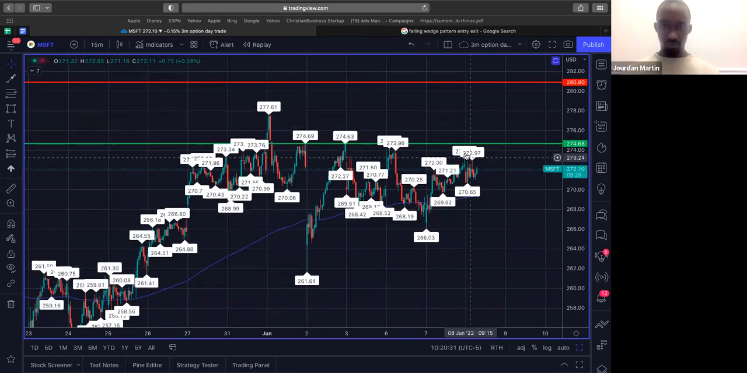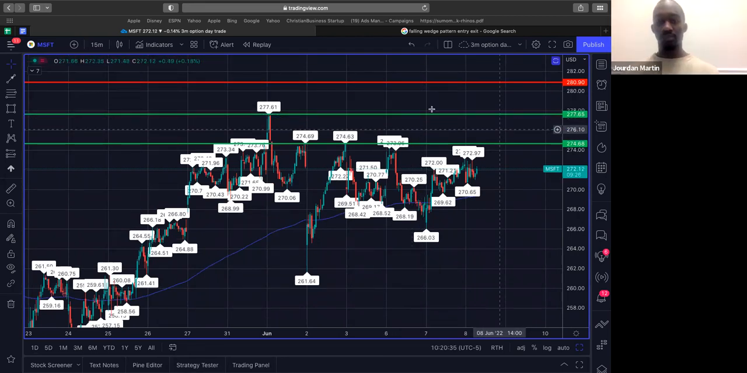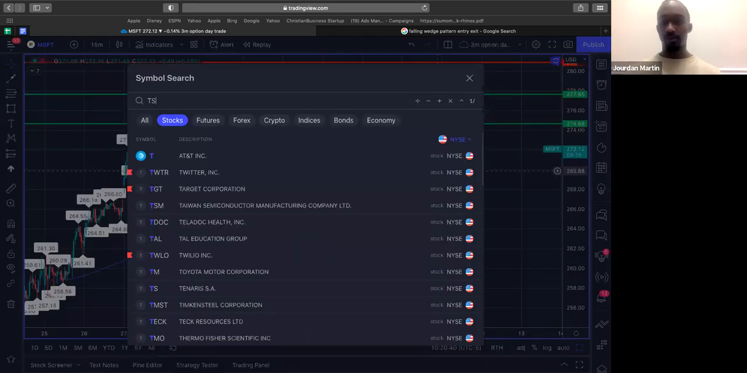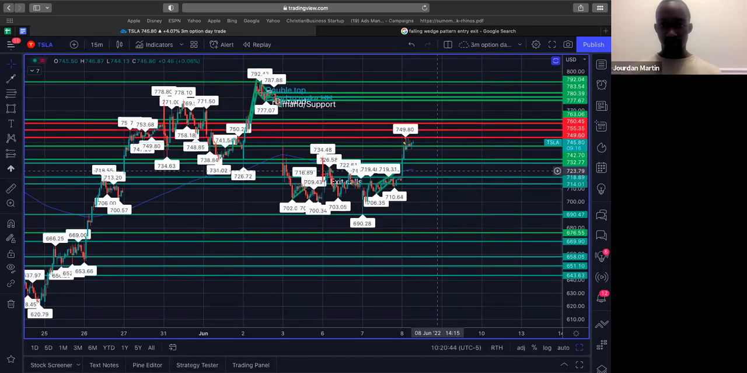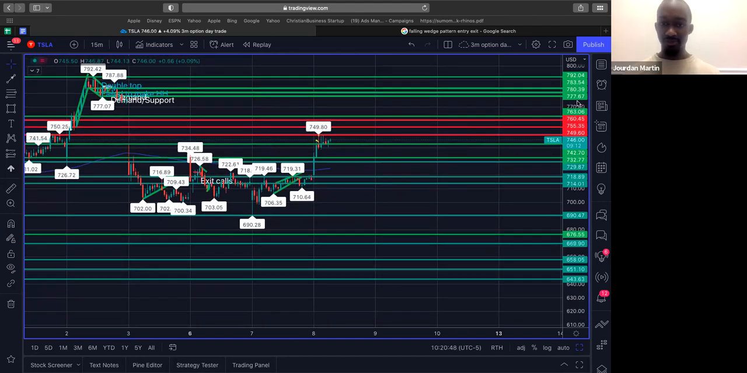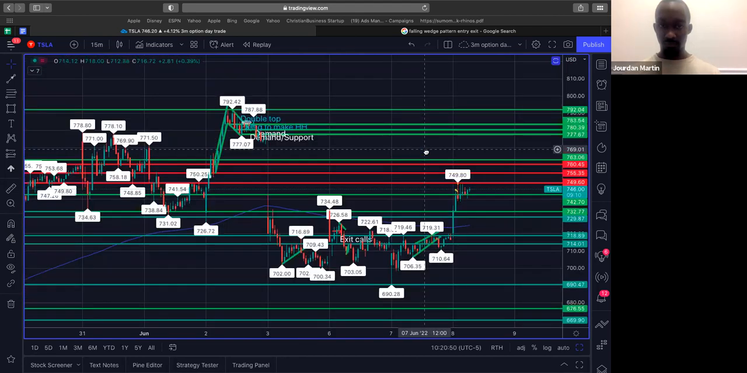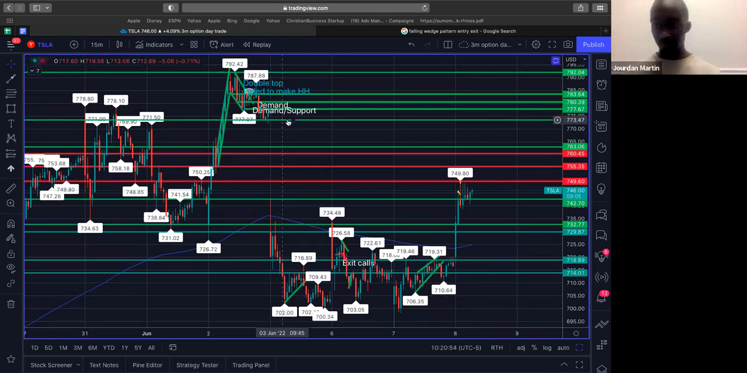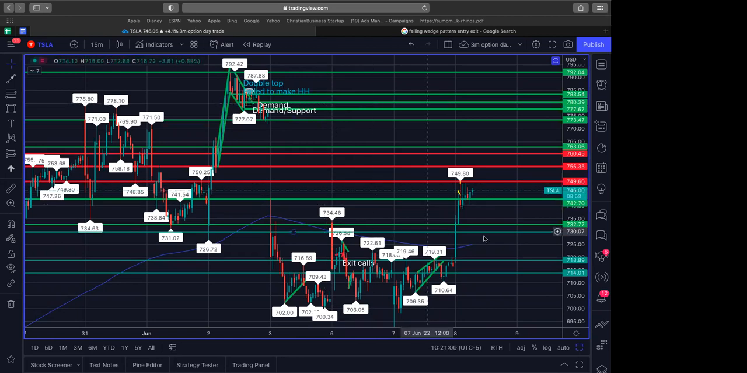What is this 277 doing, just floating right there. But same thing. If Apple makes that move, Microsoft probably will make that move back up to about 274. Tesla. Ooh, Tesla got a nice gap. Tesla has a nice gap. Come back up here to about 777, the 770s area.